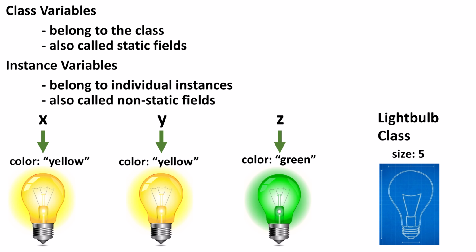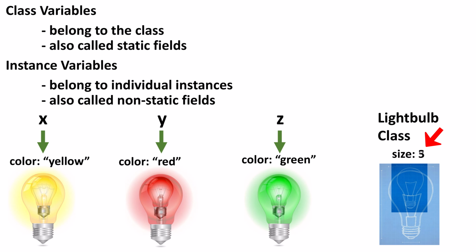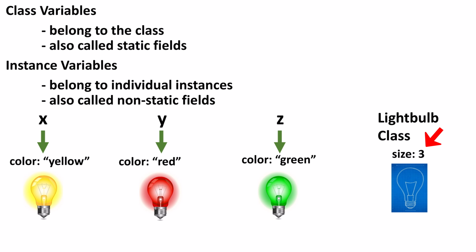Let's pull up the LightBulb class and some LightBulb instances again. The LightBulb class defines color as an instance variable. That means each instance has its own unique copy of the variable. When we change the value for the instance that y is referring to, it only affects that one instance. Size is defined as a class variable. It belongs to the class and is shared by all instances of the class. When we change the value of a class variable, it affects the class and all instances of the class. When coding a class, the programmer decides which fields are class variables and which are instance variables.